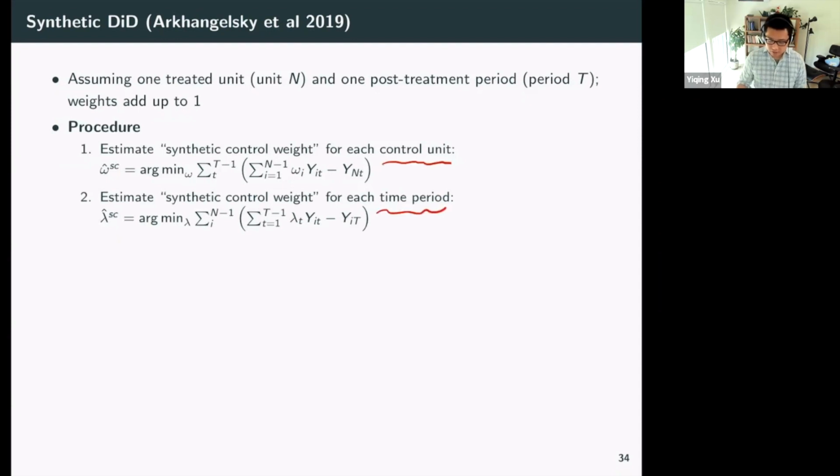I listened to a presentation by one of the authors. According to them, one of the innovations of this paper is they try to make synthetic control more symmetric. The original synthetic control is not symmetric. Only the weights are on the controls, not on the time periods. It's on the units, not on the time periods. They want to fix this by introducing another set of weights on the time periods. So you have lambda synthetic control weights for the time periods, and omega synthetic control weights for the units.